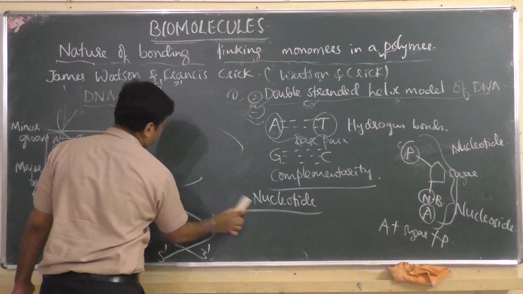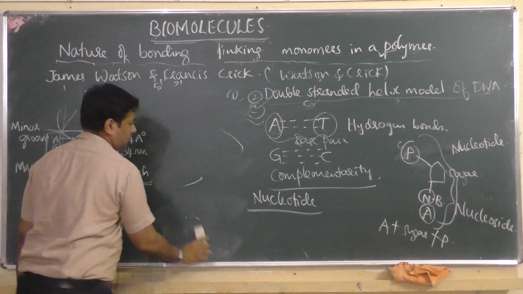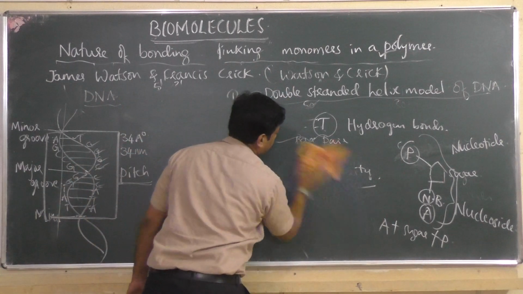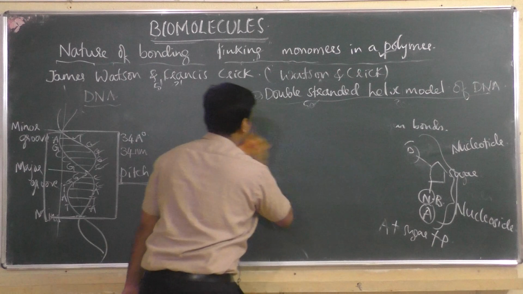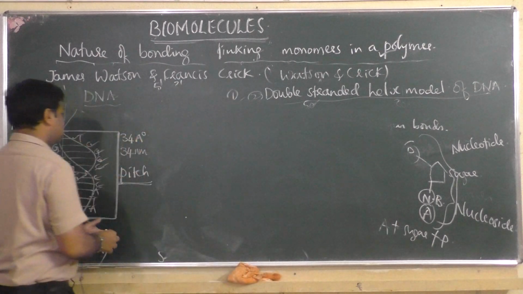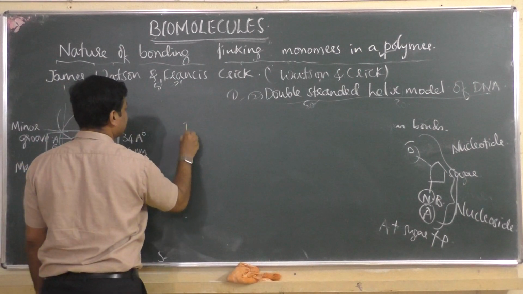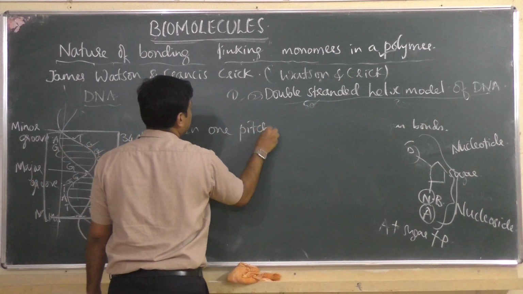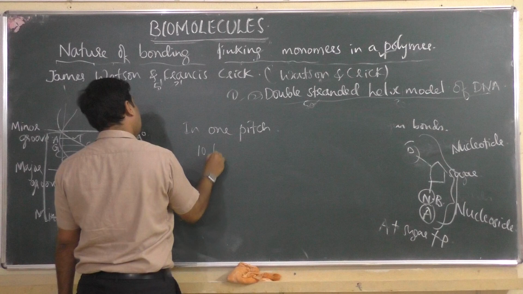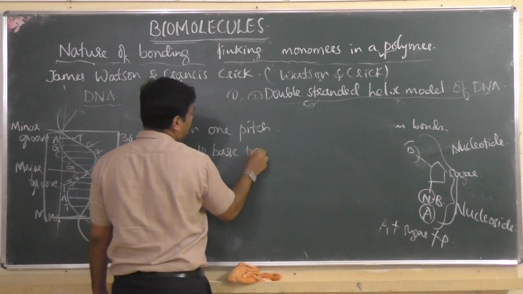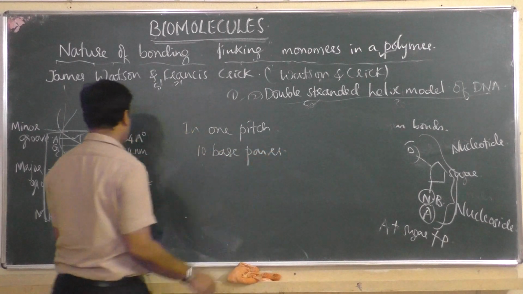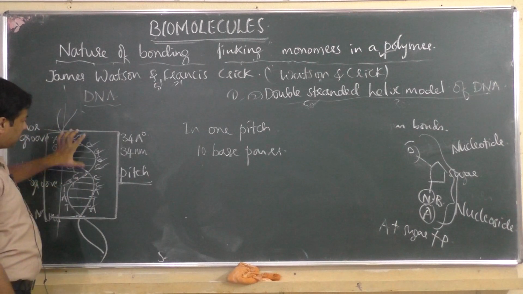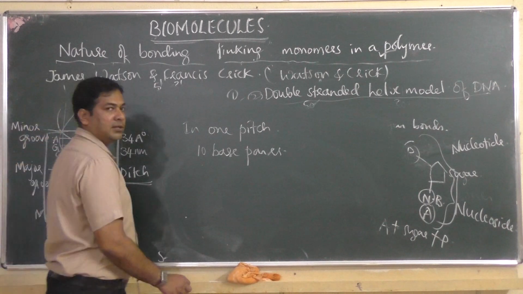I'll rub this so that I can write something here. So in one pitch of DNA, 10 base pairs will be there, like in one 5 and again here 5. So totally 10 base pairs will be there.